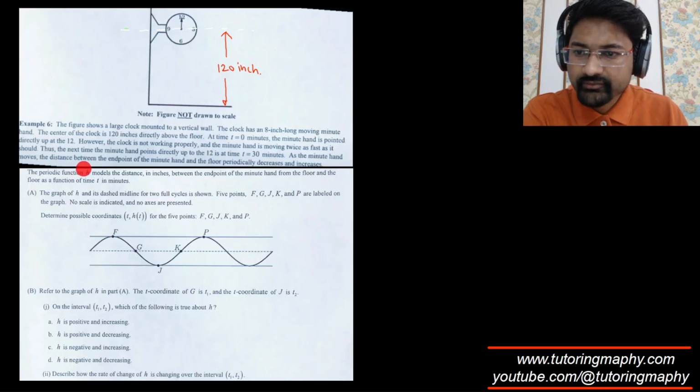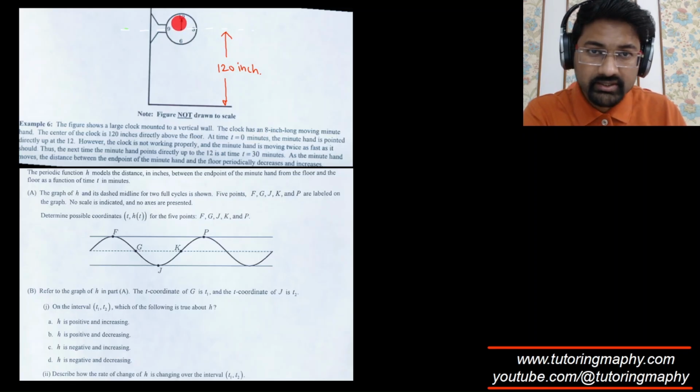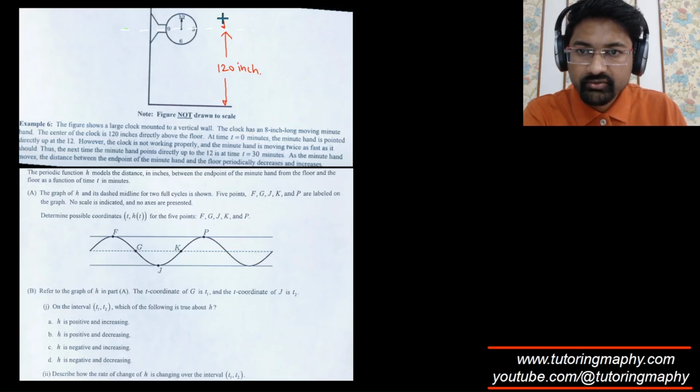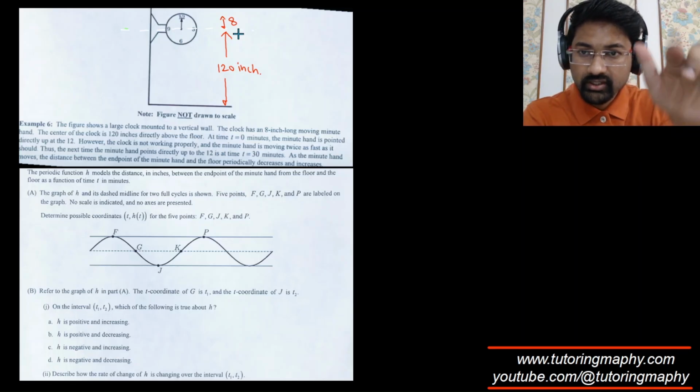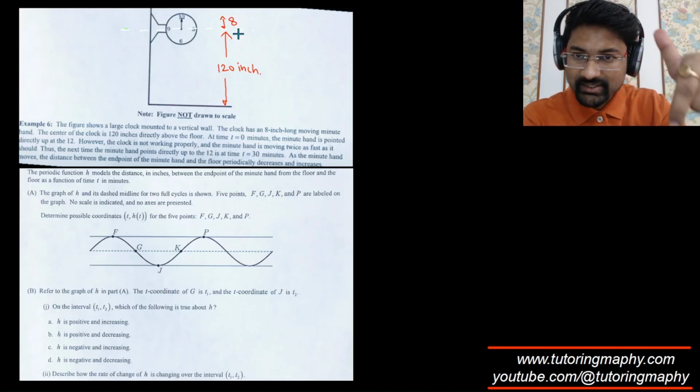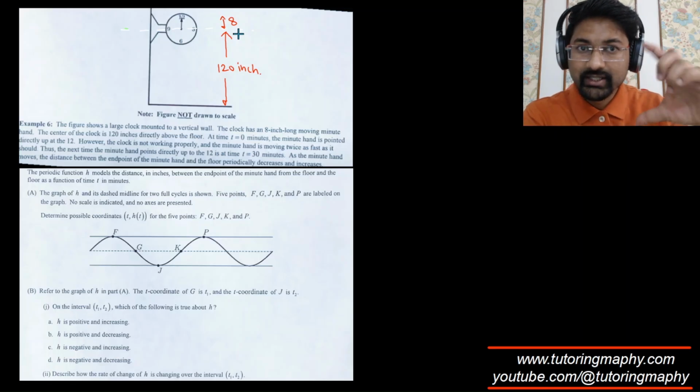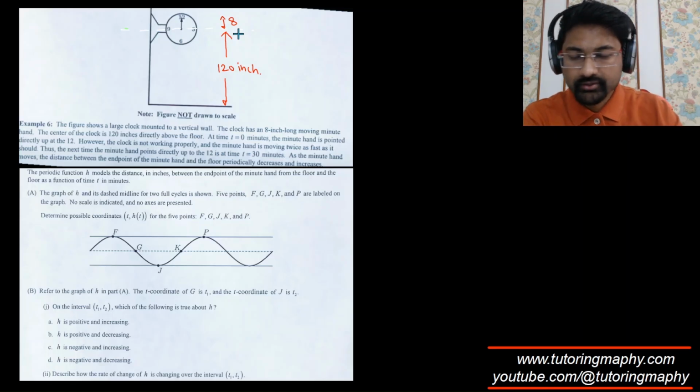As the minute hand moves, the distance between the end point of the minute hand and the floor periodically changes, decreases and increases, which makes sense, right? Right now, the minute hand is at what distance? The tip of the minute hand is definitely 120 plus 8 inches, because the length of the minute hand itself is 8 inches. And it makes sense that when the minute hand comes at 3, its height is 120. When it is at 6, the height is 120 minus 8, and so on and so forth.